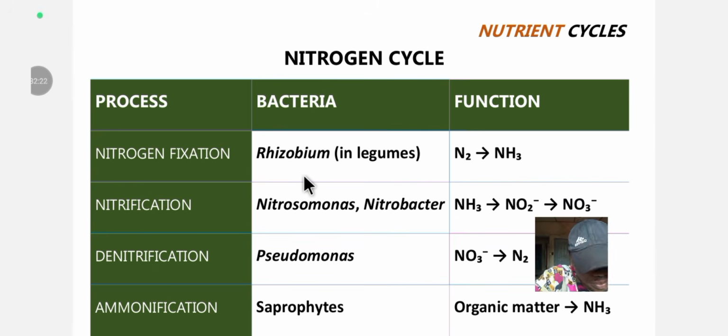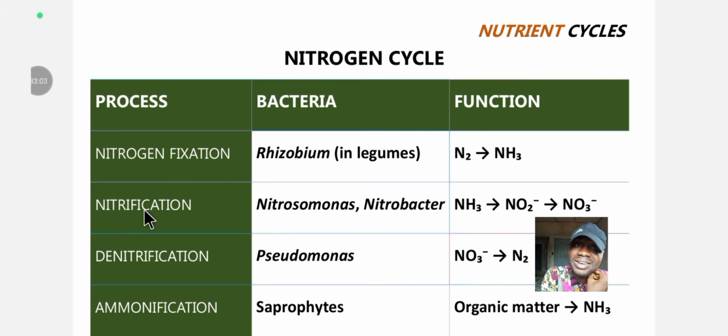And where are they found? They are found in the roots of leguminous plants, or in the roots of legumes. So JAMB can ask you which organism is responsible for nitrogen fixation. Rhizobium bacteria is the answer. What does the Rhizobium bacteria do? They convert nitrogen gas to ammonia. That's their function.